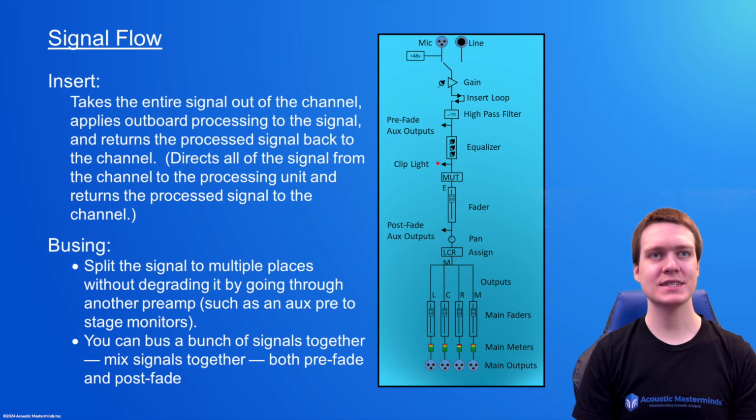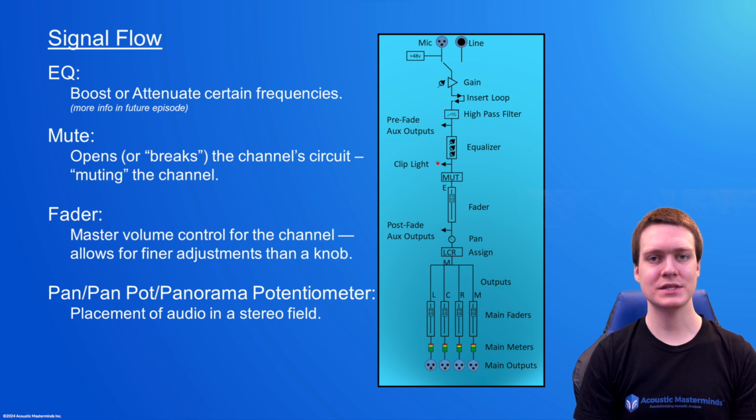An insert takes the entire signal out of the channel, applies outboard processing to the signal, and returns the processed signal back to the channel. Busing splits the signal to multiple places without degrading it by going through another preamp, such as an aux pre to stage monitors. You can bus various signals together and choose whether you're sending them pre-fade or post-fade. With EQ, you can boost or attenuate certain frequencies.